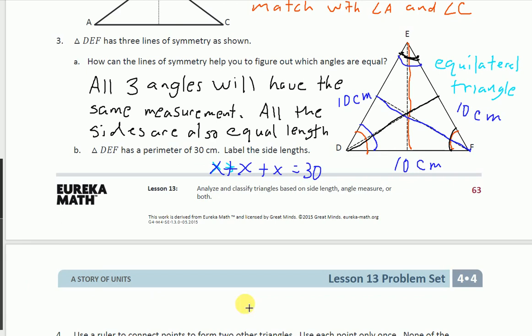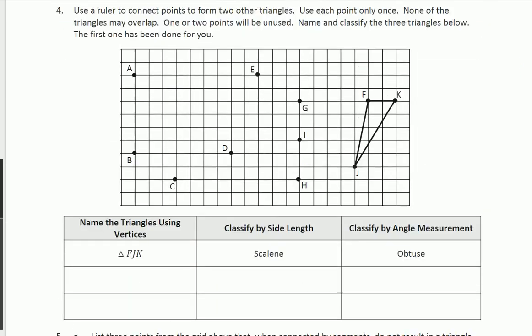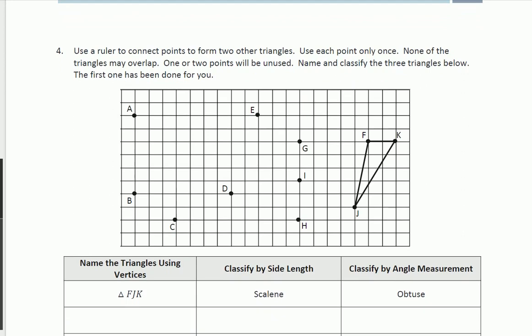So let's go to the flip side. All right, welcome to the flip side. What are we going to do here now? It says, use a ruler to connect points to form 2 other triangles. Use each point only once. None of the triangles may overlap. 1 or 2 points will be unused. Name and classify the 3 triangles below. The first one has been done for you. Okay, so I guess we can do any ones we want.